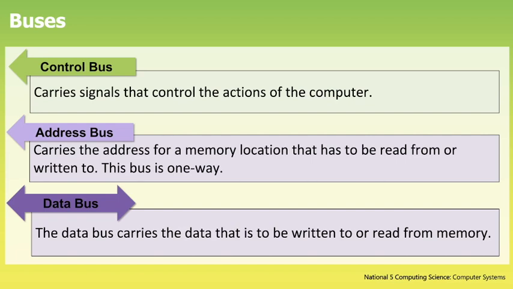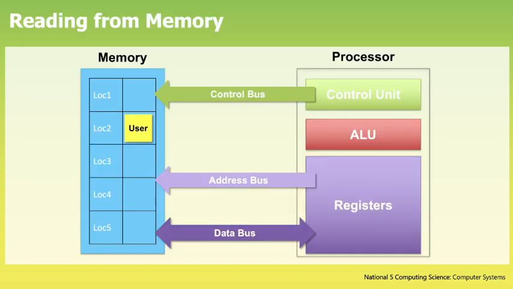Let's have a look at how the buses work together. We're going to start off by looking at how we read information from main memory. You can see there in location 2 I have got a user and I want that user to be read into the processor. So the address bus is loaded up with the location, location 2, and the control bus is loaded up with a read command. This information is then passed over to main memory and the data at location 2 is loaded onto the data bus and then transferred over to the processor.